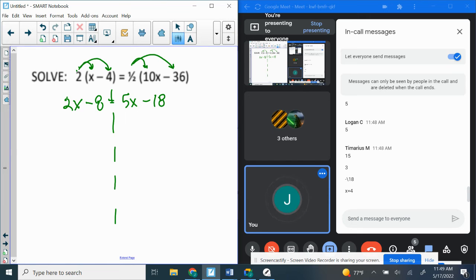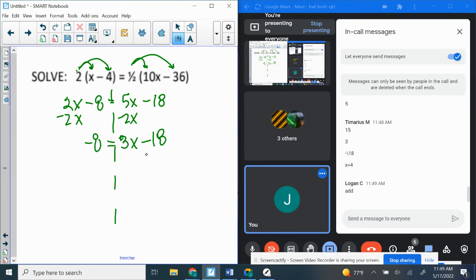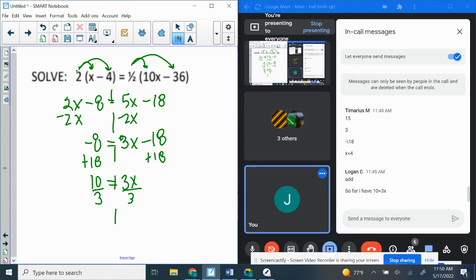Ooh, this bad boy looks ugly. So I'm going to subtract 2x. How do I move that 18x over there with that negative 8? Mm-hmm. So add 18 gives me 10 equals 3x. Divide by 3. Right. This is an ugly one.